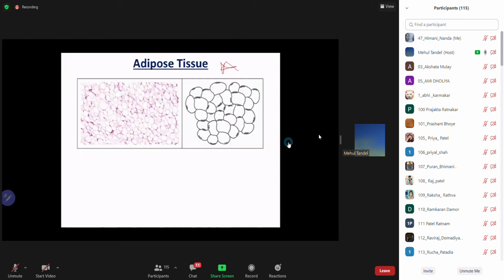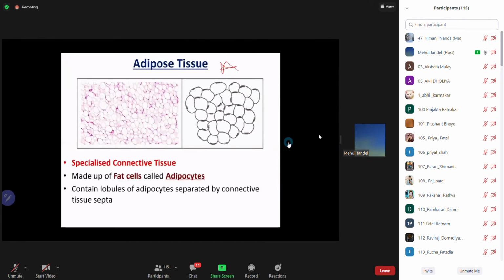Next important short note is adipose tissue. This is also important. Adipose tissue is a special connective tissue, made up of fat cells known as adipocytes. It contains one identifying feature: lobules of adipocytes separated by connective tissue septa. This is one feature.